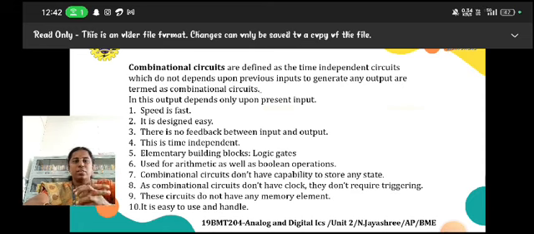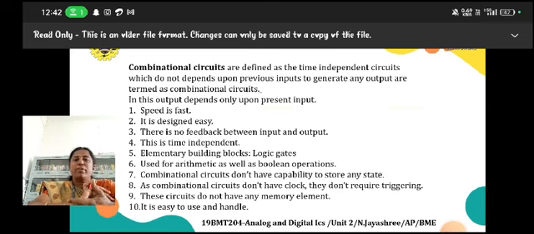Similarly, the output of a combinational circuit is very fast. The speed is very fast. It is easy to design. There is no feedback connection between the input and output. It is time independent, an elementary building block used for arithmetic as well as Boolean operations, and a combinational circuit does not have the capability to store any state. As a combinational circuit does not have a clock, it does not require triggering, because AND gate, OR gate and NOT gate perform based on the inputs.